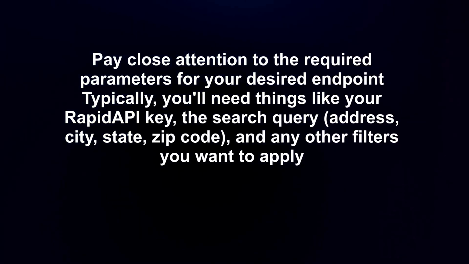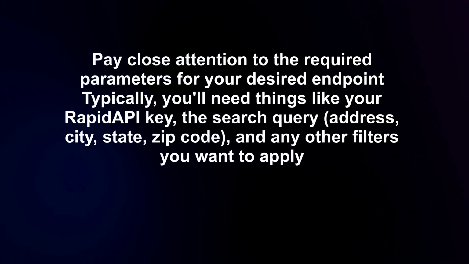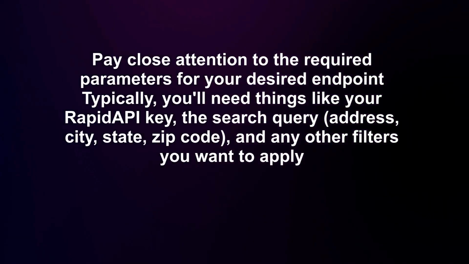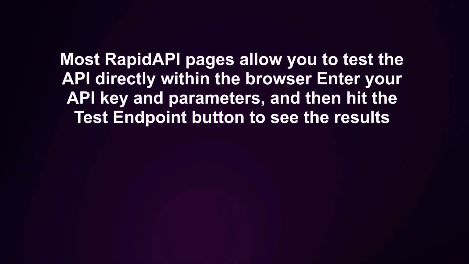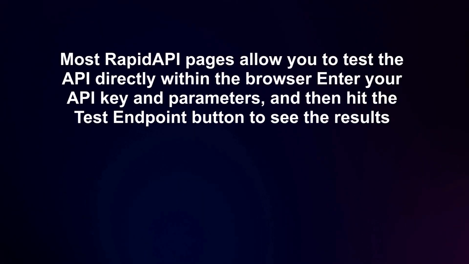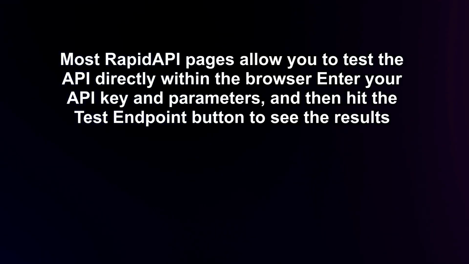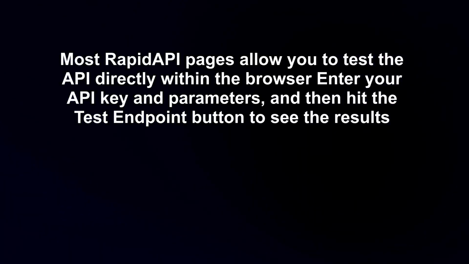Typically, you'll need things like your RapidAPI key, the search query address, city, state, zip code, and any other filters you want to apply. Most RapidAPI pages allow you to test the API directly within the browser. Enter your API key and parameters, and then hit the Test Endpoint button to see the results.